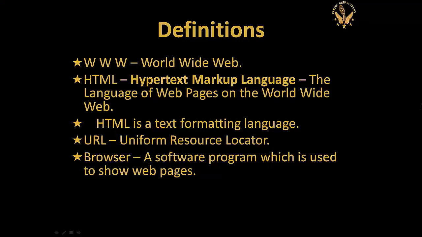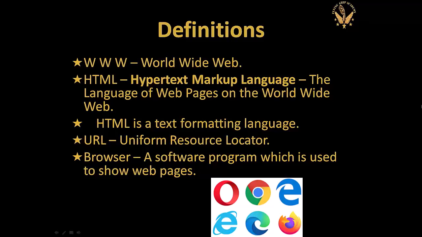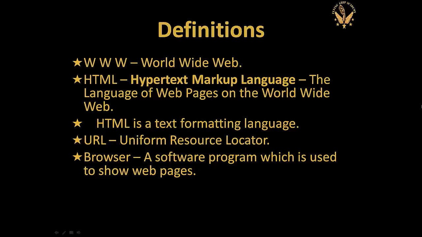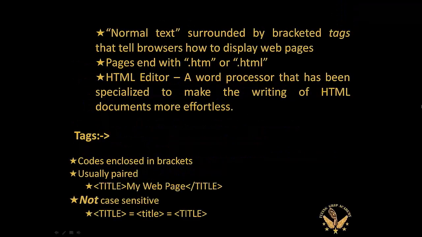A browser is a software program which is used to show web pages. Here we are using different types of browsers like Chrome, Internet Explorer, Opera, Firefox, and different types of browsers we are having.